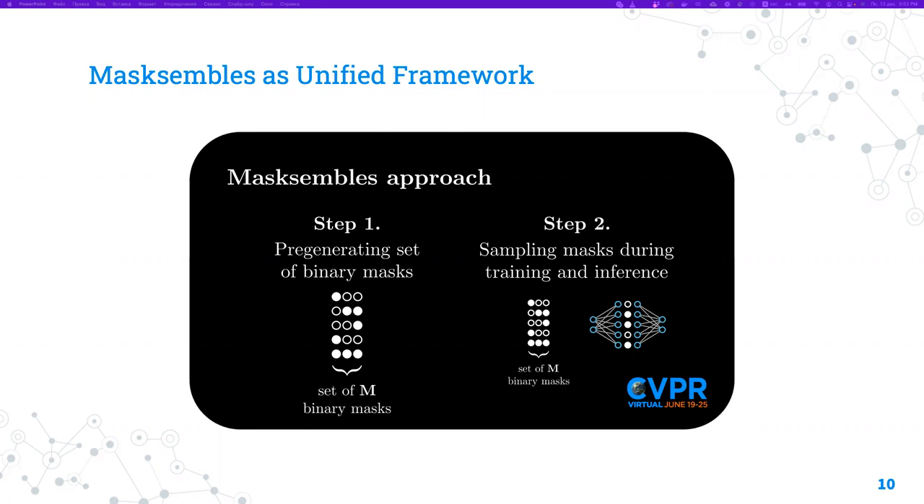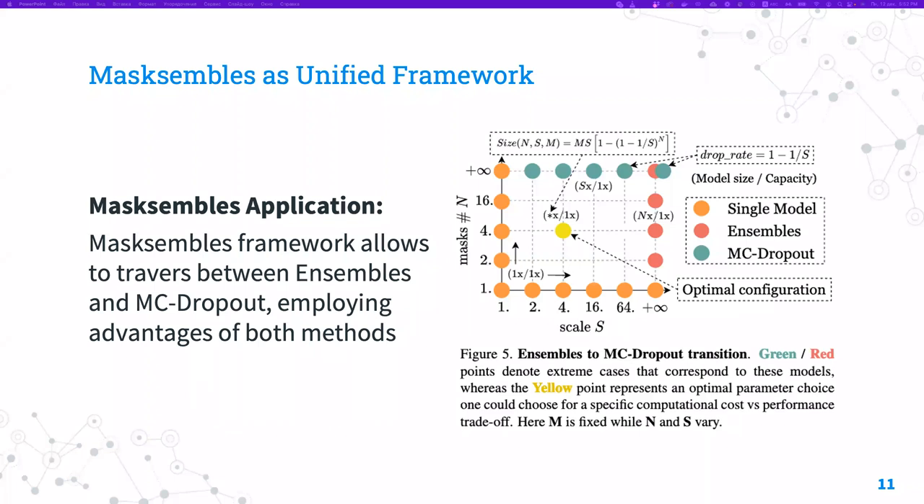Okay, another visualization for the idea. You can see on the plot on the right how the behavior of the model changes. On the x-axis, we have a parameter called scale. In general, when the scale is one, the correlation of masks is 100%. When it's infinity, it's zero, so the masks are completely non-overlapping. And on the y-axis, we have the number of masks, which I think is self-explanatory.